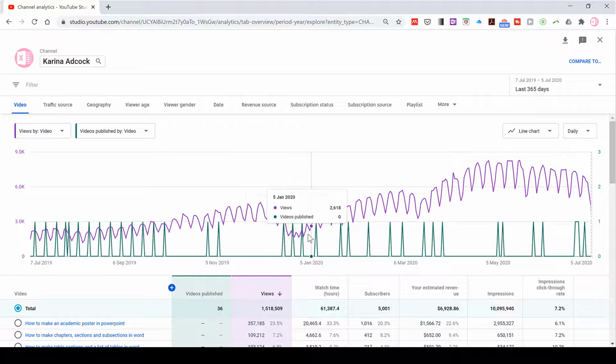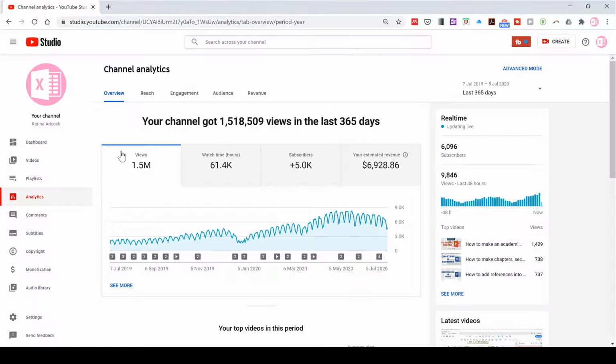So the views were lower during the Christmas holidays, and then they increased at the beginning of the year, and now we are coming into the summer months, they have decreased again. Now if I close this, we can look at some other features.